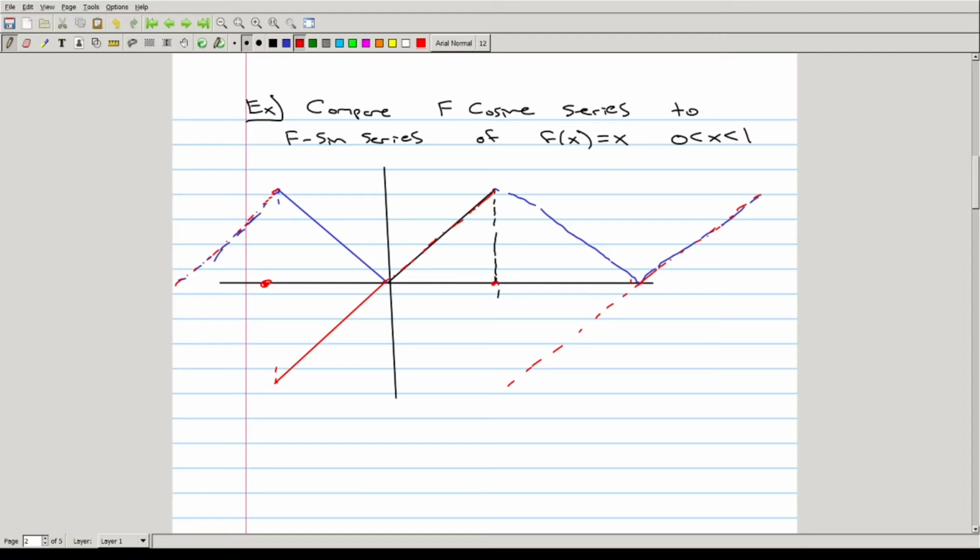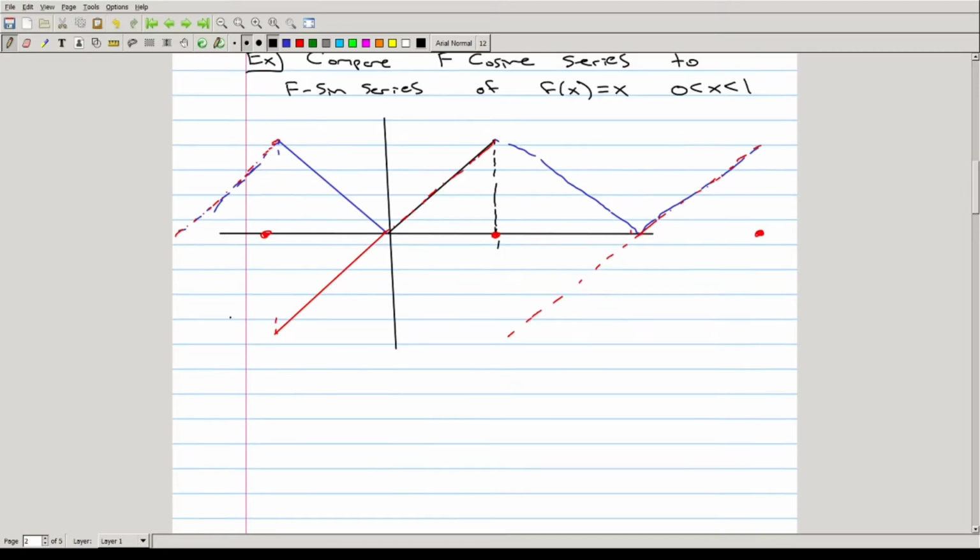And you'll remember from that lecture that because the even extension of this function has nicer smoothness properties than the odd extension of the sine series, the Fourier cosine series converges faster, an order of magnitude faster than the Fourier sine series for this example.